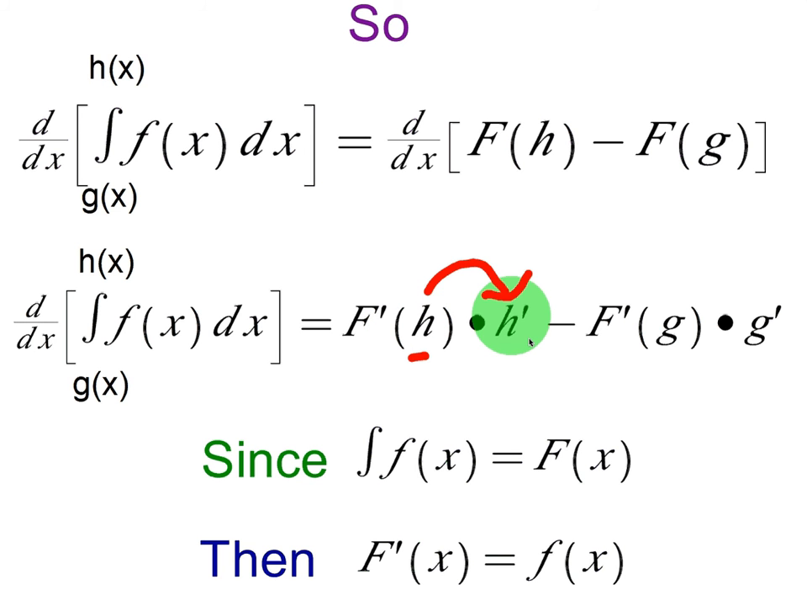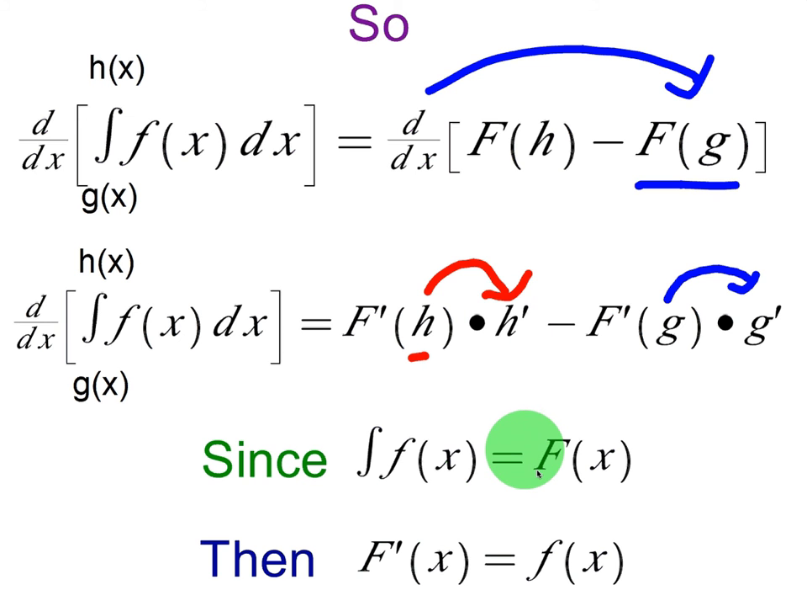In case you might need to go back and review that lesson on the chain rule. That's a simple consequence of it. And then we would do the same thing right here. Since we're taking the derivative of big F of g, we would take big F prime first, and then multiply by the derivative of what's inside, which is g prime.